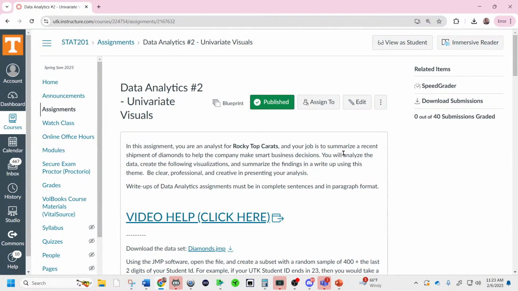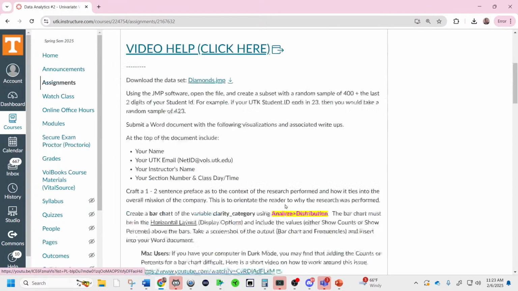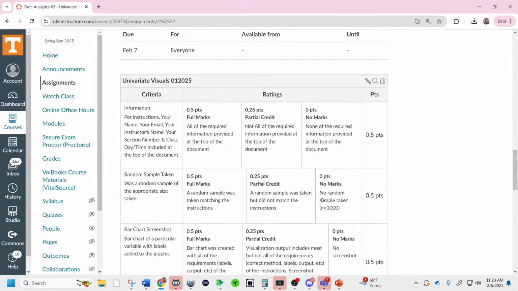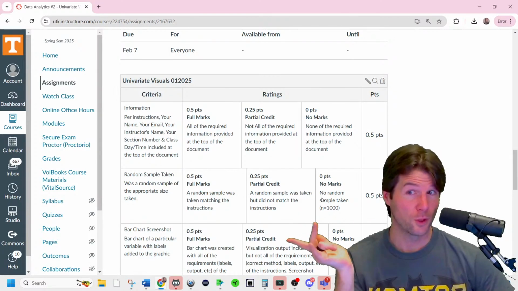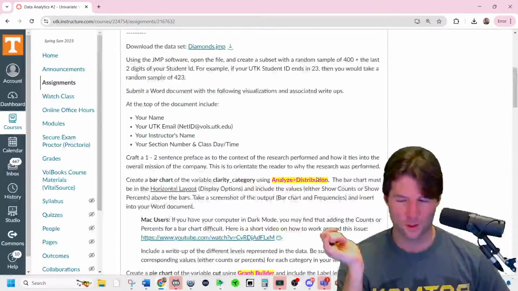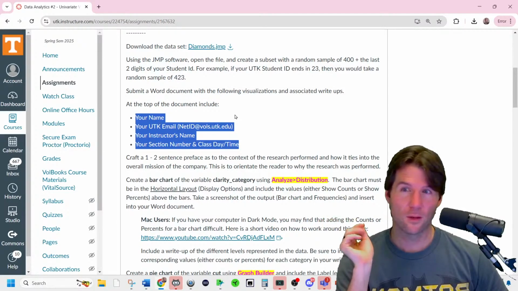What should you go look at? You could look at the video, the directions, the rubric. The rubric is the number one way to know if you're doing things correctly. Did you put your name and all the information at the top? All you do is just take this information right here, drop it in, fill it out.